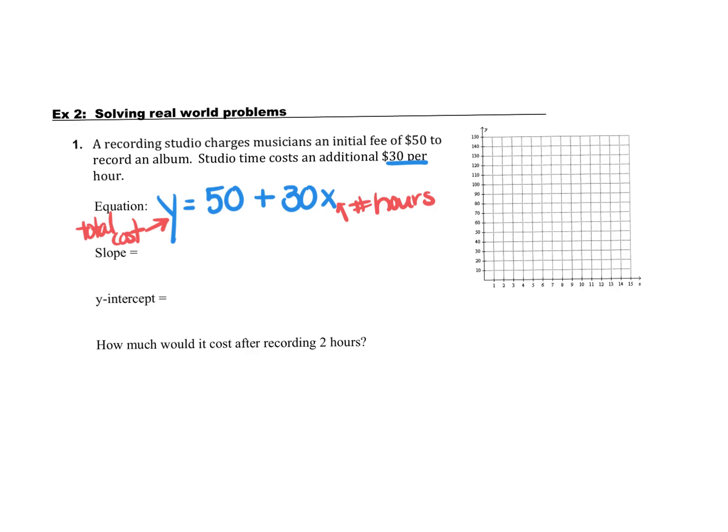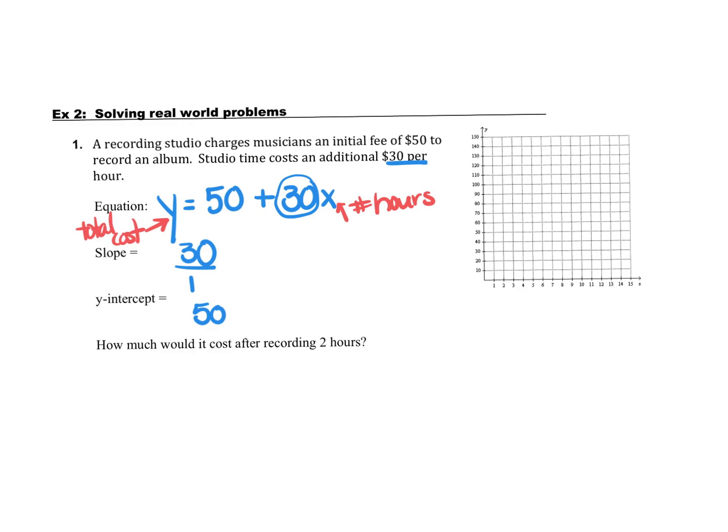All right, so now let's go ahead and identify the slope. Well, our slope is the number with the variable, and the number with the variable is 30. And remember, make that a ratio of rise all over run. We're going to make it into a fraction. So we'll have 30 all over 1. And then the y-intercept is a number without the variable, so that's going to be 50.